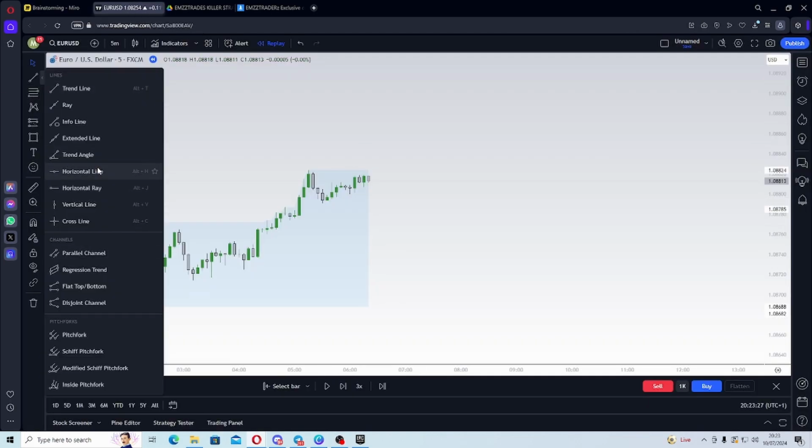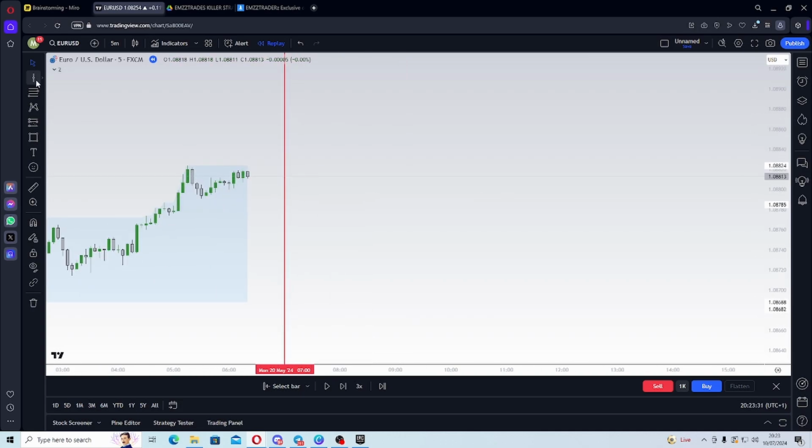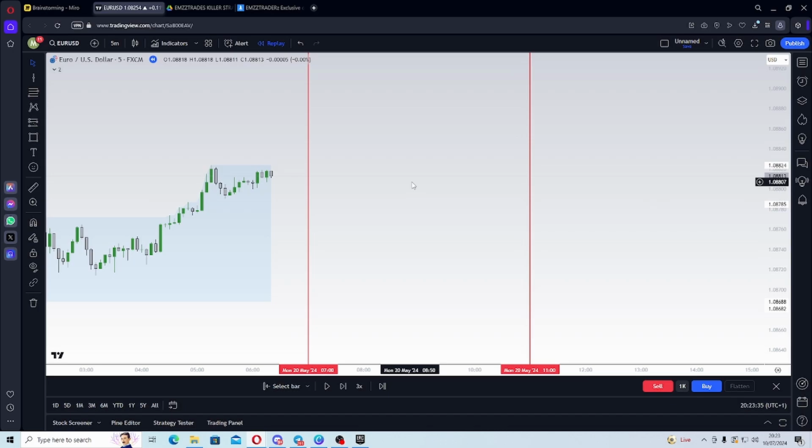Okay, so what I mean by 7 to 11 London kill zone, you mark out 7 o'clock to 11 right here on the charts with the vertical tool, and after you mark it out, this is going to be the zone we're going to be only trading in.